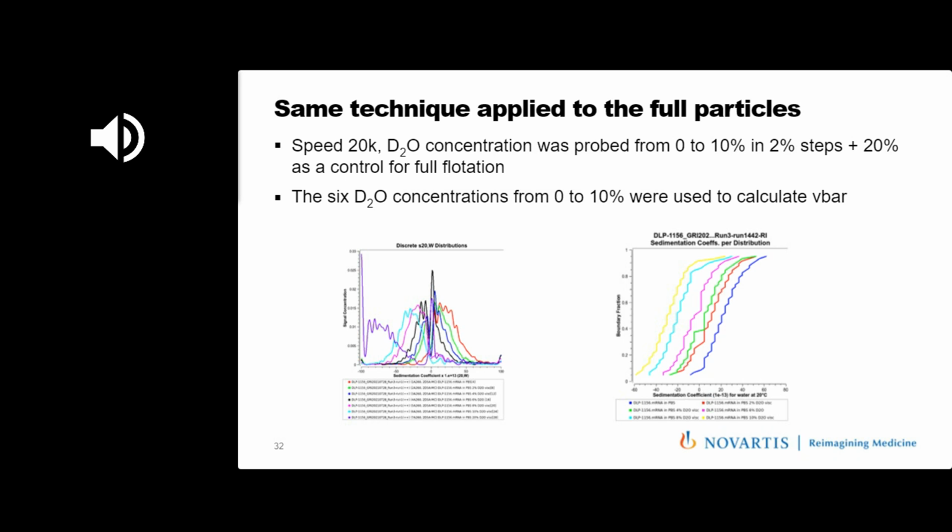So we worked with these D2O concentrations, and the dip here in the middle is just at 0 because flotation is not defined. And we did the same as before, and what you can see is the distribution is not centered about one value with a tail on both ends, but it's a more continuous distribution for the full particles in contrast to the empty particles.